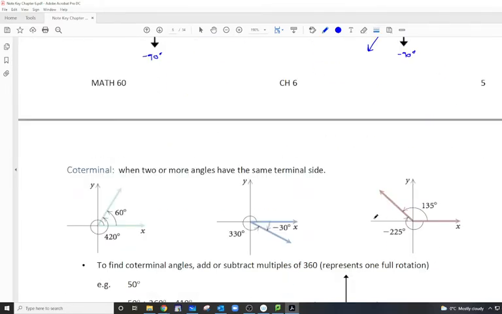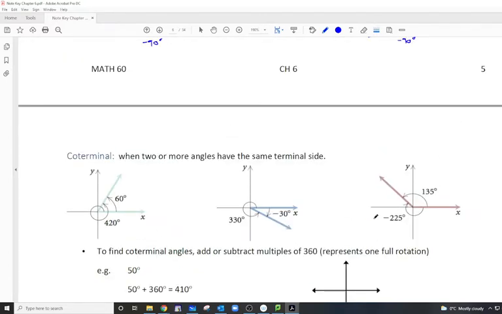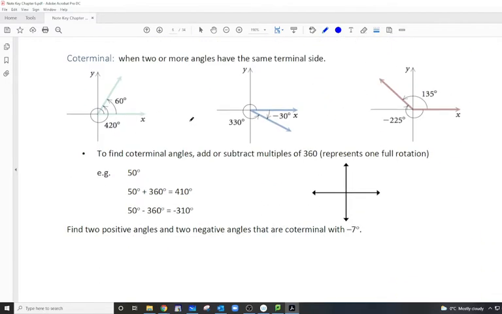Okay. Next thing. I know in class especially, people were asking, well, what should I call them? If you look back up here, this terminal arm could be 90 degrees. It could be negative 270 degrees. And the answer is either. This angle here, whether you call it 90 or negative 270, it's still located in the same place. These two angles share the terminal arm, and so we call them coterminal angles. So coterminal is when two or more angles have the same terminal side. In other words, it's just giving the angle a different name.